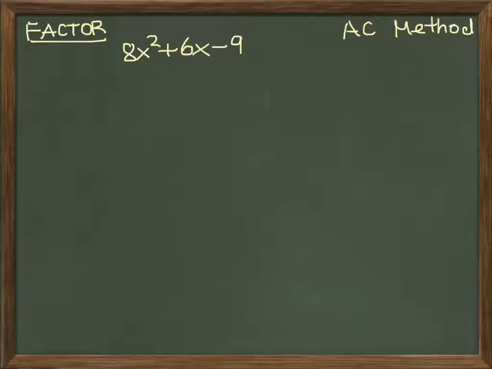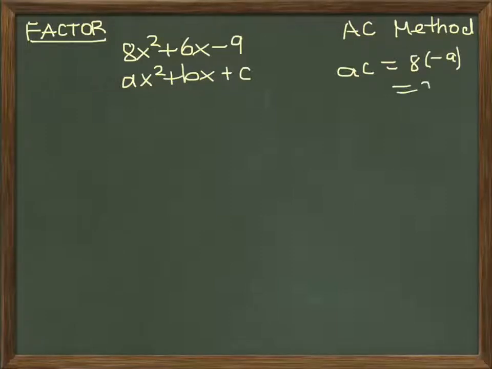But for the AC method, remember that the whole point is that you think of any trinomial of this kind, ax squared plus bx plus c. So in this case, my a is 8, and my c is negative 9. So AC is 8 times negative 9, which is negative 72.